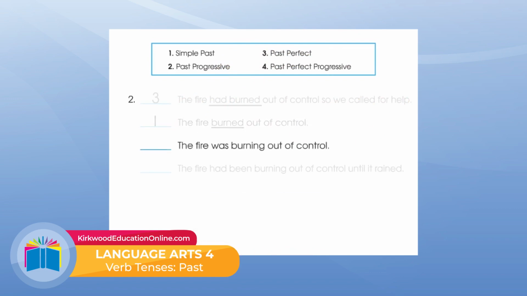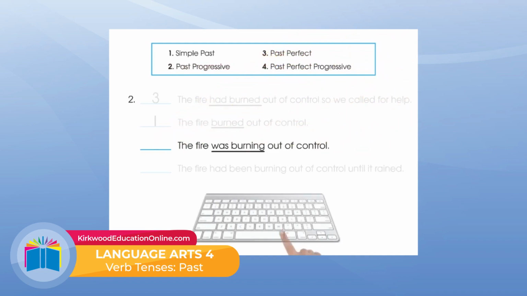Now look at the next sentence. The fire was burning out of control. So it's progressing. It is continuing sometime in the past, continuing. The fire was burning out of control. So number 2, it's past progressive. It shows a progressive action that occurred in the past. So number 2 is written on the line. And then type it on your computer.